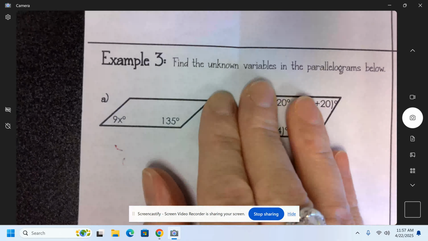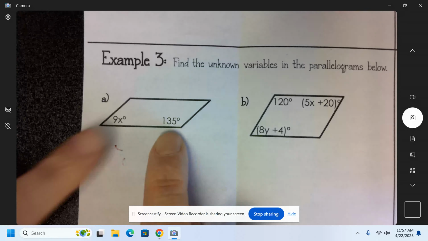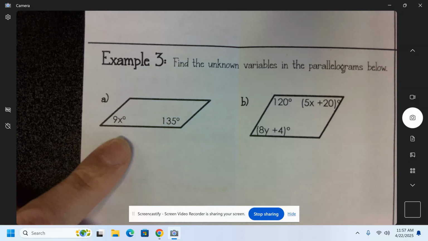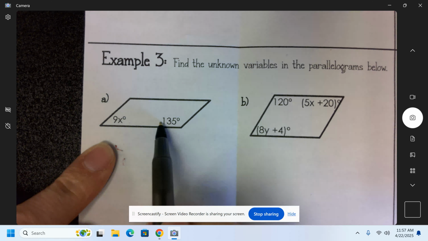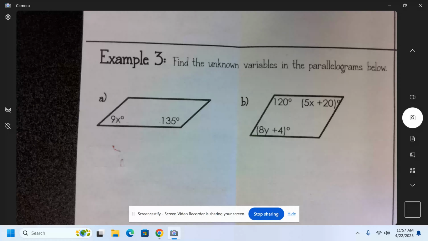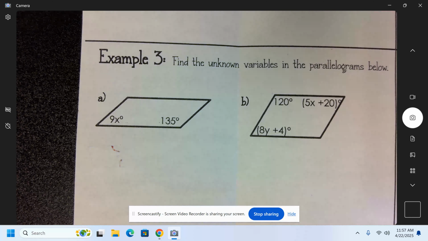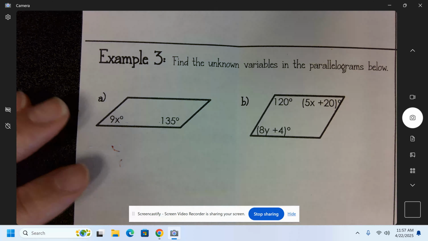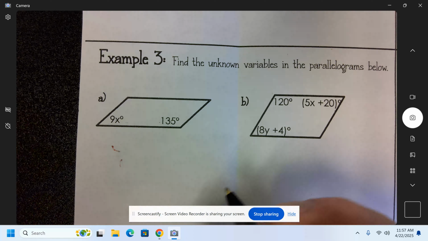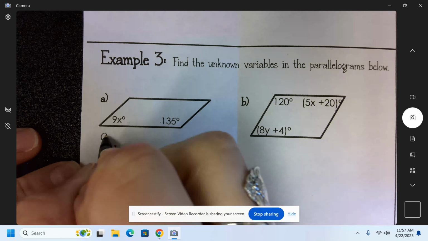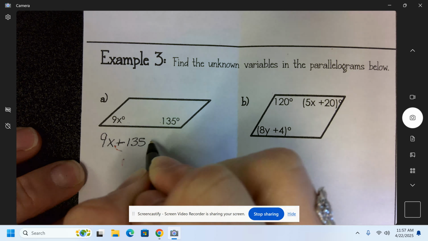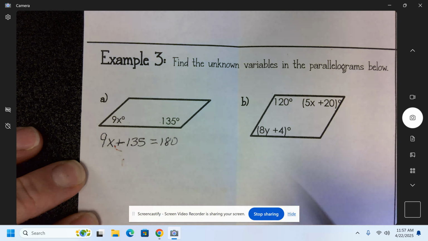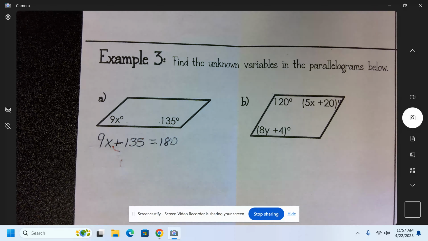It says find the unknown variables. All right, these two are located down here at the bottom. So what that means is these two have to be supplementary. There's a couple different ways you could work this. You could do 180 minus the 135, get what that answer is, and then set it equal to 9x. I'm going to set it up so you can see the equation. We know that these two added together, 9x plus 135 has to equal 180 degrees, okay?